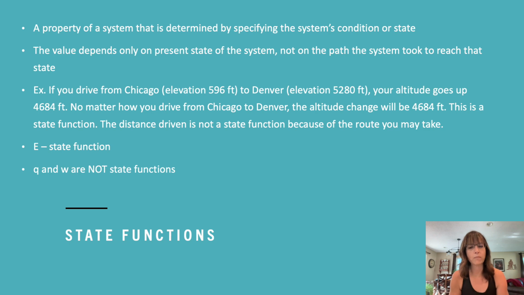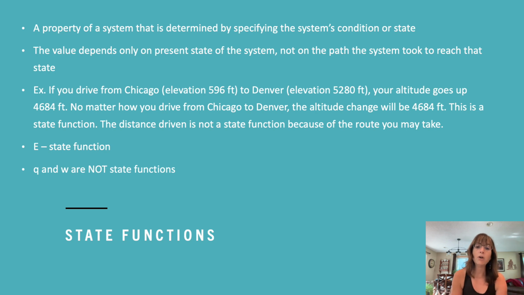Hang with me for just one more slide. Let's just take a look at something called a state function. A state function is a property that is determined by the system's condition or state. This only depends upon the present state of the system, has nothing to do with the pathway that the system took to get there. So here's an example. If you drive from Chicago, Illinois to Denver, Colorado, your altitude is going to increase 4,684 feet.